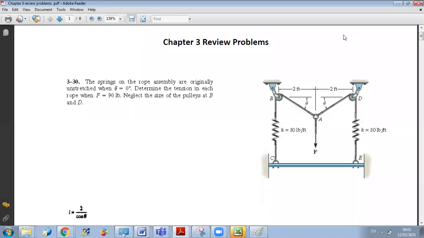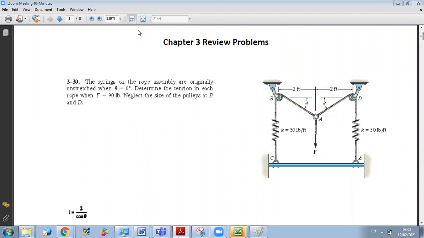So we will start today to do review problems on chapter 3. We will start by the first problem. The springs on the rope assembly are originally unstretched when theta equal to 0 degrees. Determine the tension in each rope when F is equal to 90 lb. Neglect the size of the pulleys at B and D.